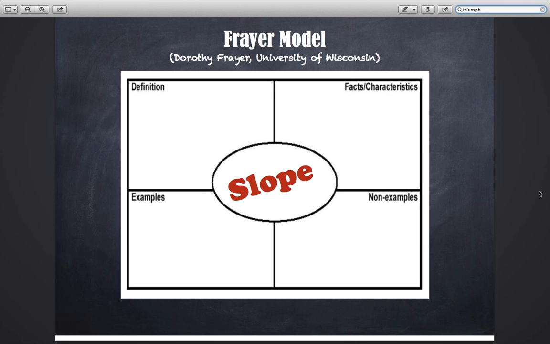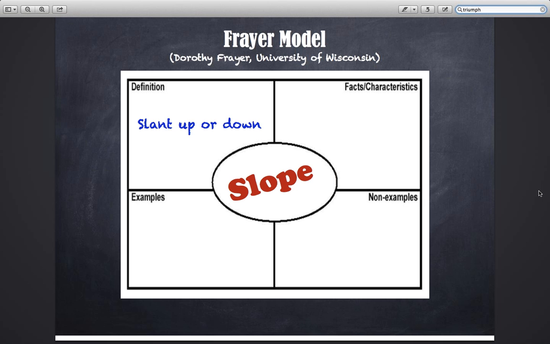So in the top left-hand corner, the students would write the definition. Now, really important, they need to write the definition in their own words. They need to write the definition in their own words, not just look it up and copy down something from the back of the math book or from the dictionary, but they need to write down the definition.